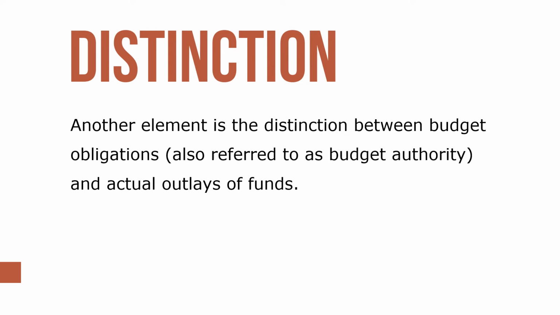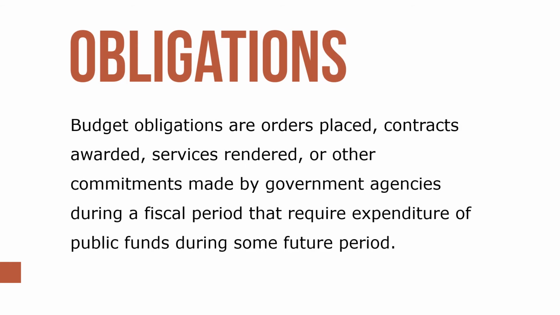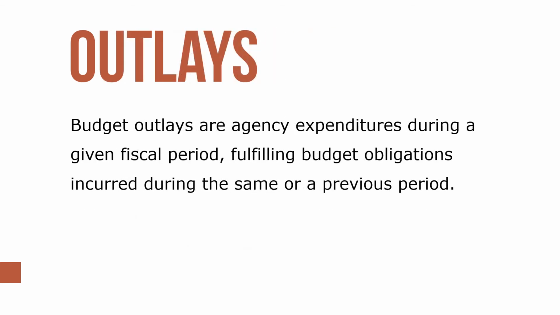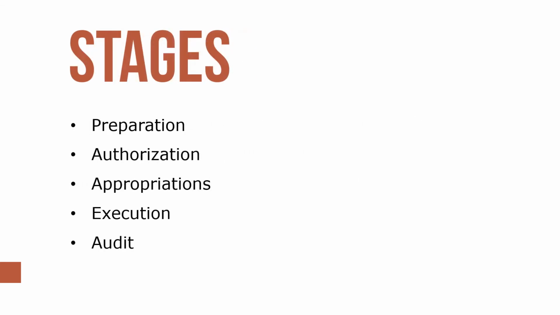Another element is the distinction between budget obligations, also referred to as budget authority, and actual outlays of funds. Budget obligations are orders placed, contracts awarded, services rendered, and other commitments made by government agencies during a fiscal period that require expenditure of public funds during some future period. Budget outlays are agencies' expenditures during a given fiscal period, fulfilling budget obligations incurred during the same or a previous period. The stages of the budget process include preparation, authorization, appropriations, execution, and audit.